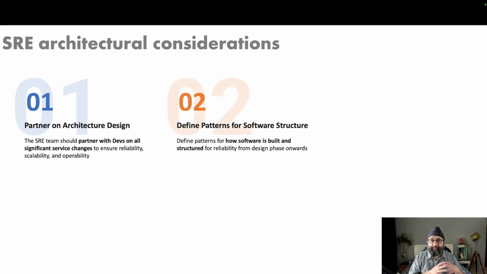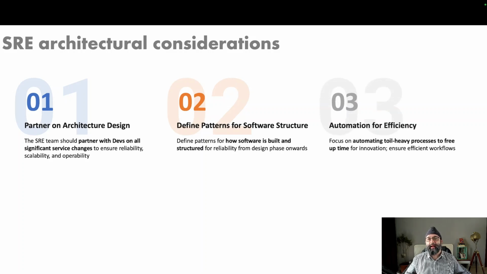And the SRE team also defines patterns for software structure, which means they have a say with the DevOps team on how software is built and how it is structured for reliability, meaning how many resources should be allocated, how it could be scaled up, should there be caching or not, if yes, how many layers of caching, is there DNS availability, how do you ensure that? And then it gets more complicated as you move into the container world and the serverless world.